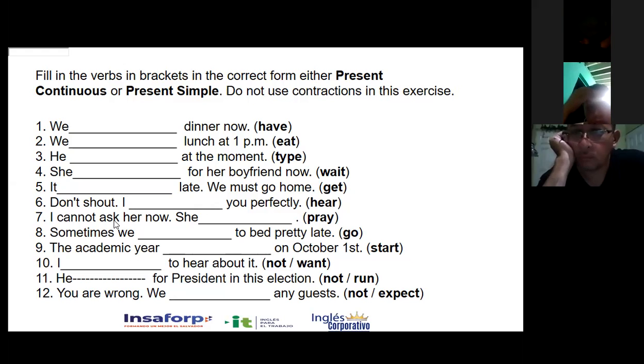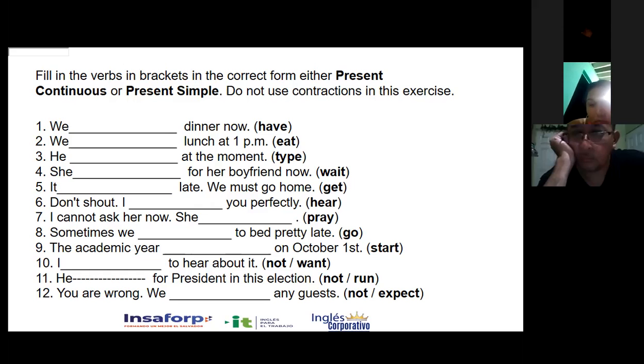What about the number six? Don't shout. I hear you perfectly. Don't shout. Okay. I hear you perfectly. Okay, great.